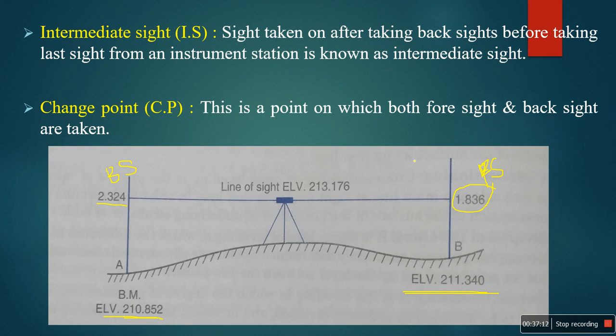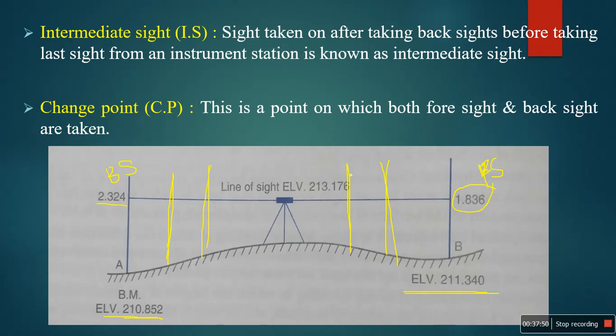So this is BS and this is FS. Okay, suppose station A and station B are at a longer distance. In that condition you take one more staff reading in between, like this. These staff readings will act as intermediate sights. Clear? In between the BS and FS, the staff readings you take will act as intermediate sights.